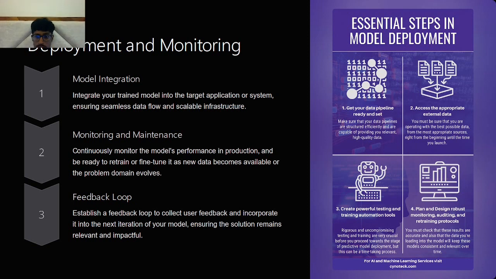Now let's talk about essential steps in model deployment: get your data pipeline ready and set, access appropriate external data, create powerful testing and training automation tools, plan and design robust monitoring, auditing, and retraining protocols. Make sure that your data pipelines are structured effectively and are capable of providing relevant high quality data. You must be sure that you are operating with the best possible data from the most appropriate sources right from the beginning until your launch time.